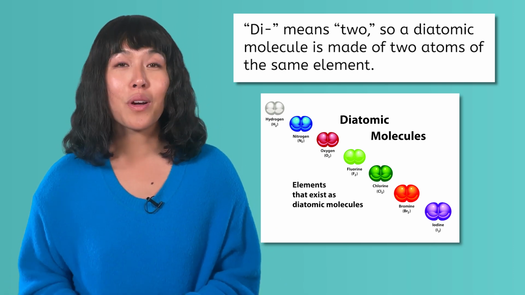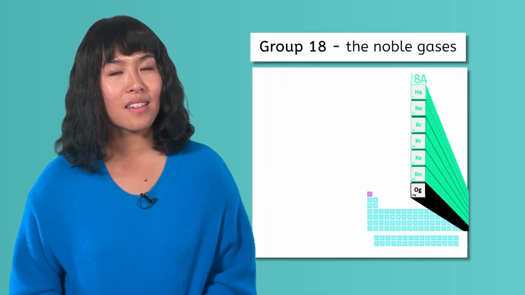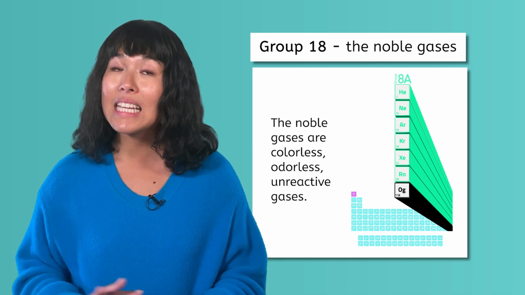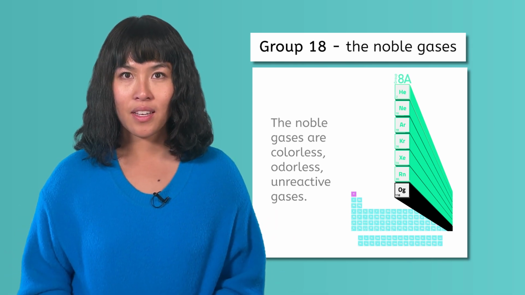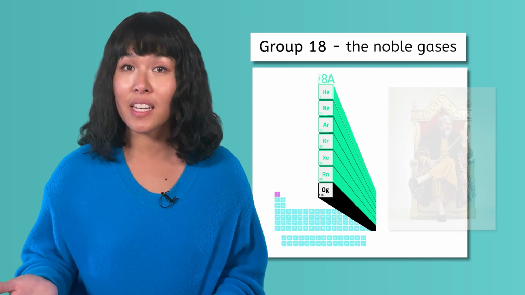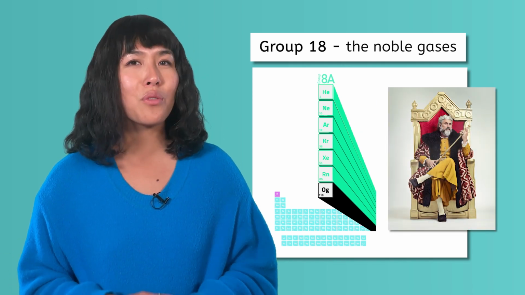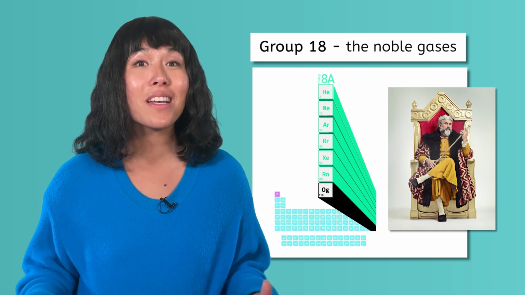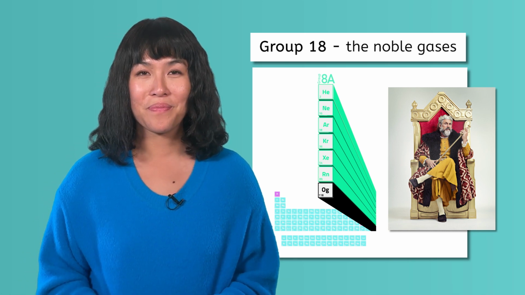The last group we're going to discuss is group 18, the noble gases. The noble gases are colorless and odorless and completely non-reactive. I think of them as the nobility of the periodic table. They don't need to interact or react with the commoners or the rest of the periodic table.